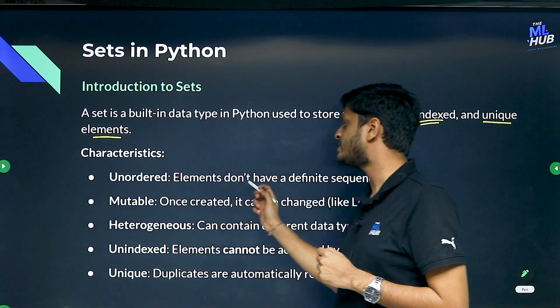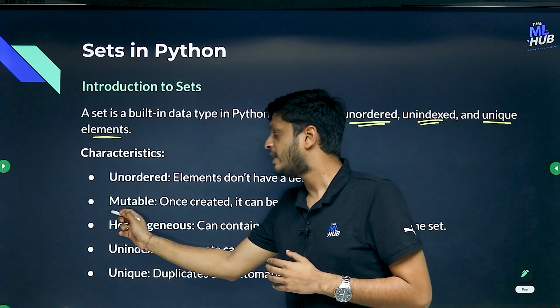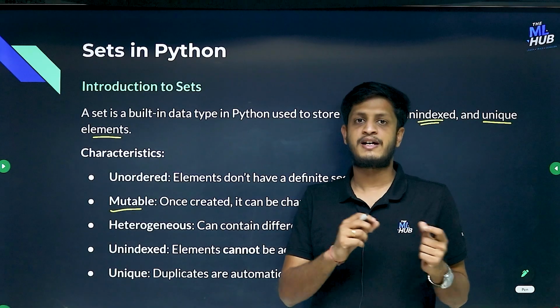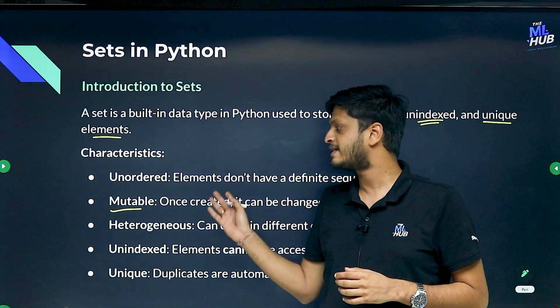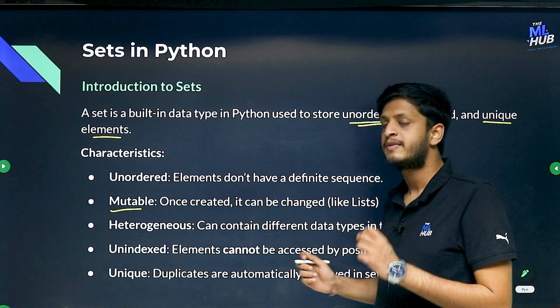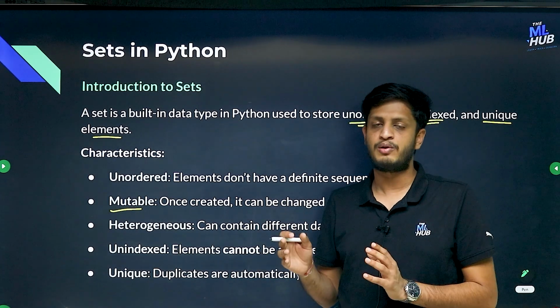First is unordered. Elements don't have a definite sequence. You will not have a definite sequence. They are mutable. Okay, like lists, they are mutable. Strings and tuples were immutable, but sets and lists are mutable. Once created, it can be changed. So you can add elements to a set. You can remove elements from the set in place, at the same memory location, if you want.